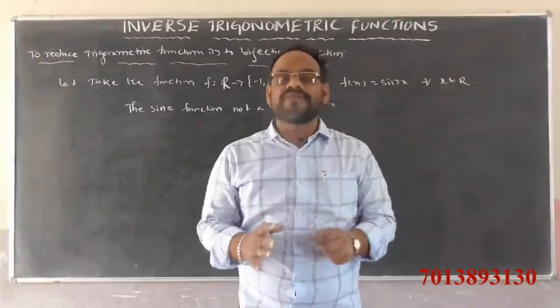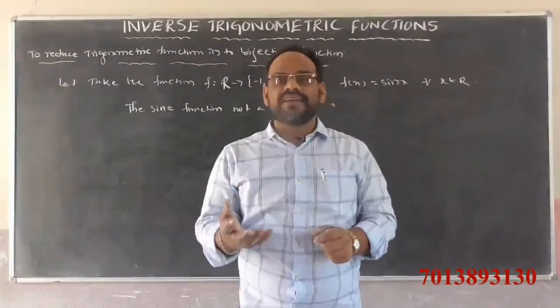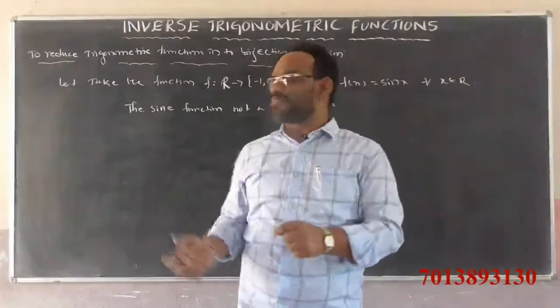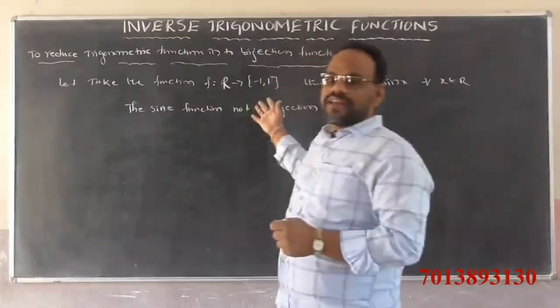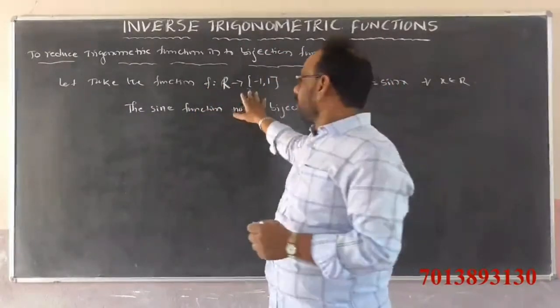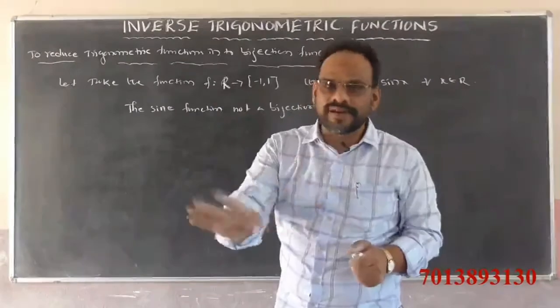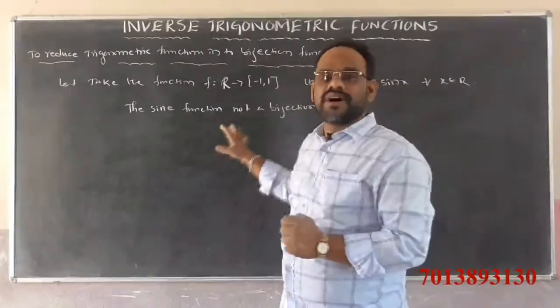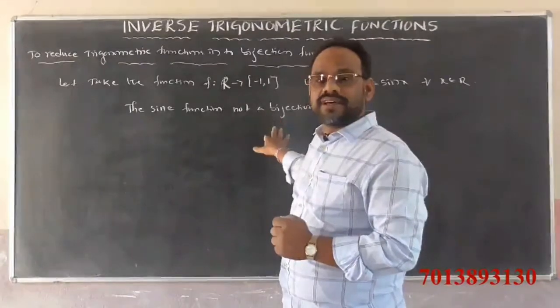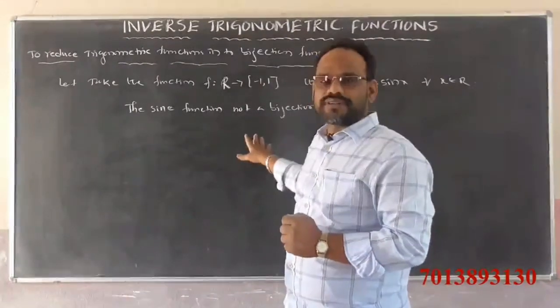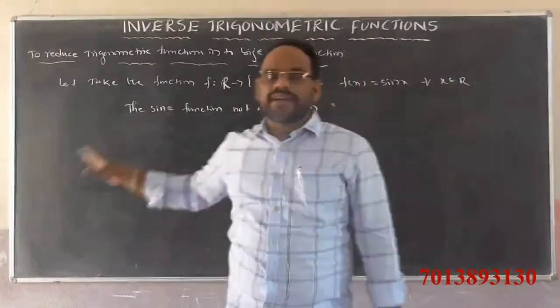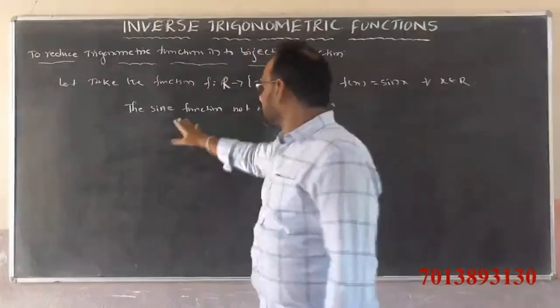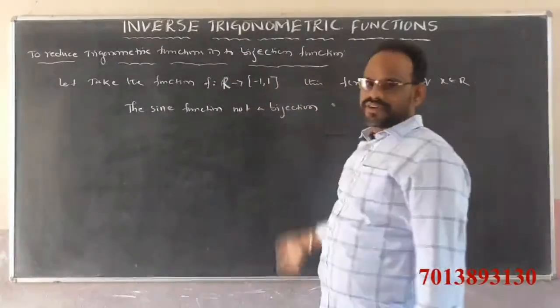But one-one function means different elements have different images, but here different elements have the same images. So the sin function is not a one-one function, that is, not an injective function. So it satisfies the surjective, onto function, but not at all a bijective function. That's why the sin function is not a bijective function.